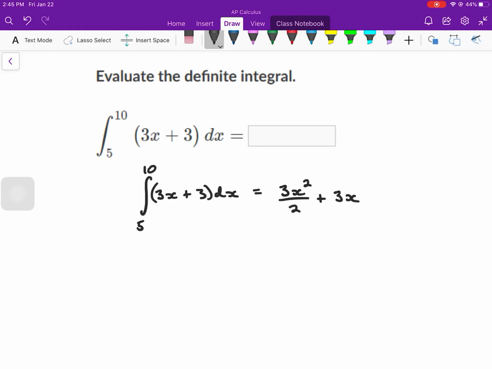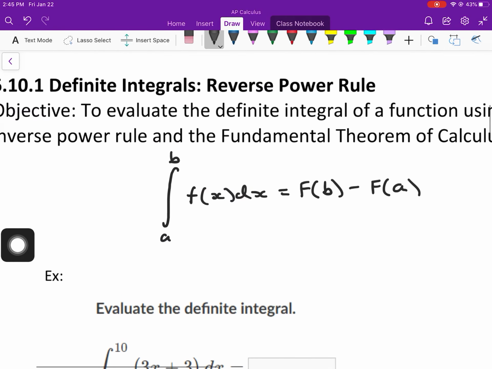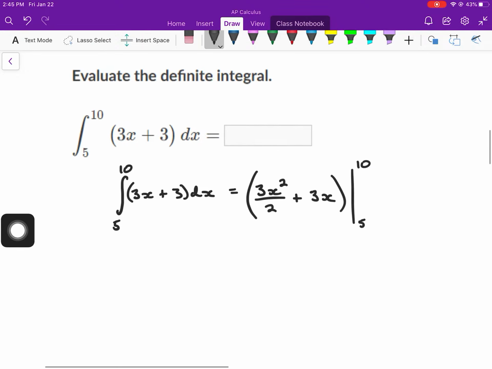What we are going to do, though, is put parentheses around this, and then put a line here, or they sometimes call it a box, and from 5 to 10, that just tells us those are the bounds that we're going to plug in. Once you have found the antiderivative, that's when we draw this, and it represents that we need to plug in the 10 and plug in the 5. So capital F is this function here, and this is just a reminder that we need to plug in those bounds.